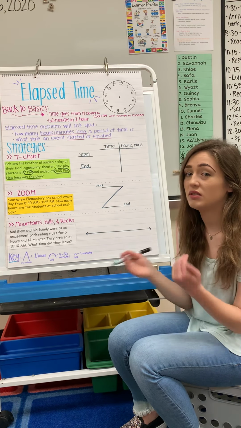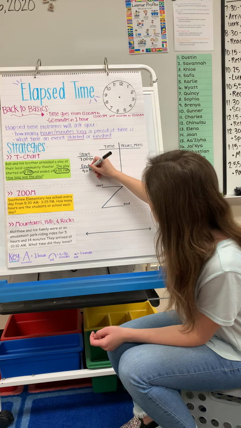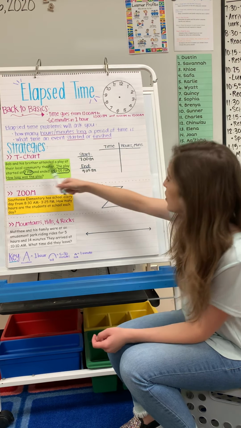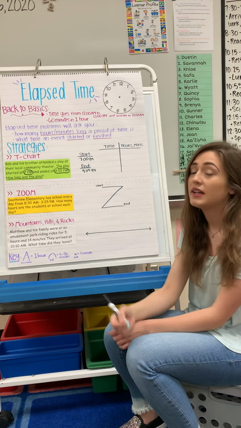So 7 o'clock p.m. Our end time was 9:05 p.m. So just keep that in mind. If you see just a number without any minutes, that's the top of the hour, so it's just going to be 00. So we have our start time, which is 7, and then our end time, which is 9.